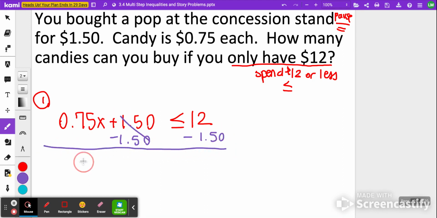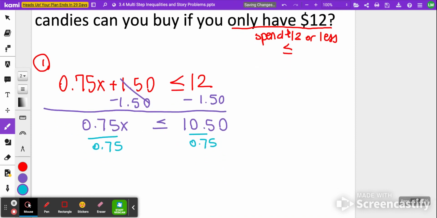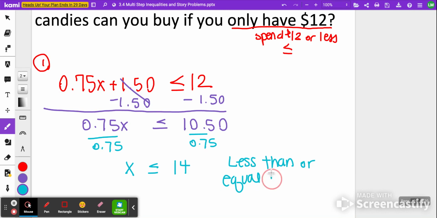These $1.50s will cancel out, so I'll have 75 cents X is less than or equal to 12 minus $1.50, which is going to give us $10.50. Okay, the last step, I will divide both sides by 0.75. So $10.50 divided by 0.75 says I can buy less than or equal to 14 candies. Okay, there it is.